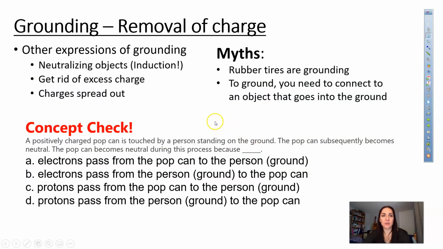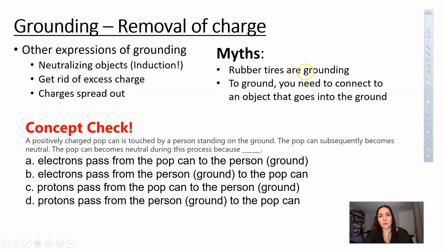So a couple other things about grounding. Anytime you neutralize an object, that's considered grounding. So actually during the induction process of the single sphere, you were grounding. You're getting rid of excess charge or allowing the charges to spread out.